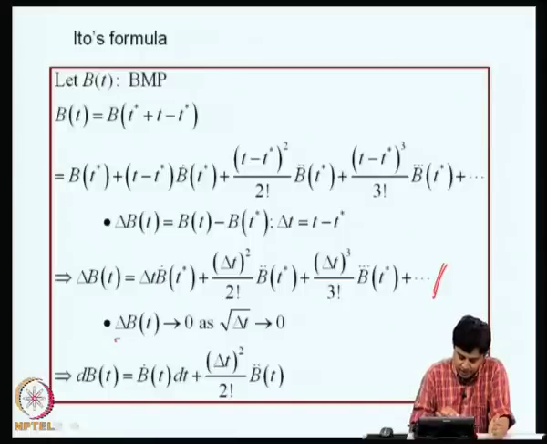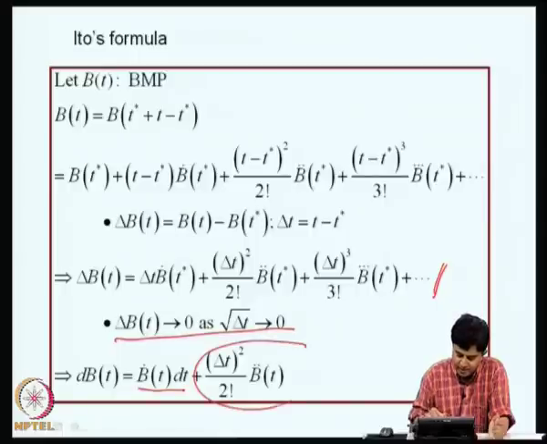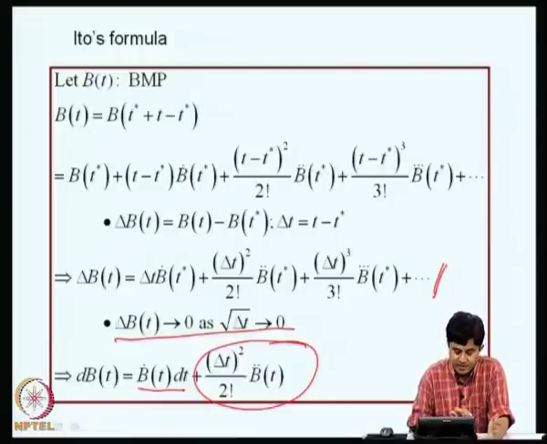Now, we have to use this limit: delta B of t goes to 0 as square root delta t goes to 0. It is not that as delta t goes to 0, delta B of t goes to 0. So, consequently what happens, dB of t will now be no longer just this term B dot of t dt as was the case for f of t, but now we get a new term delta t square by 2 factorial B double dot of t. This additional term introduces various complexities when it comes to numerical solution of the governing differential equation.